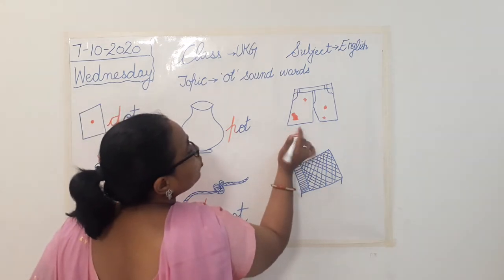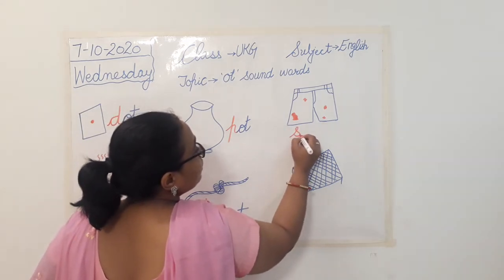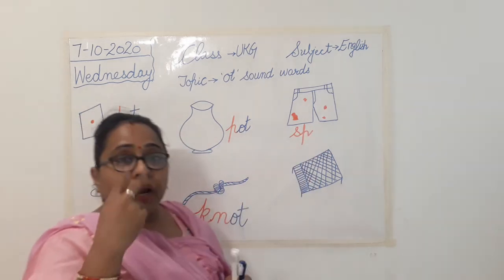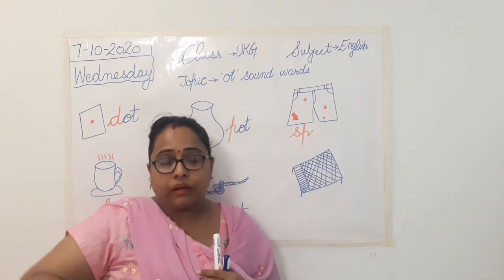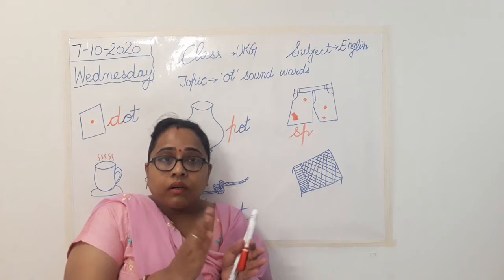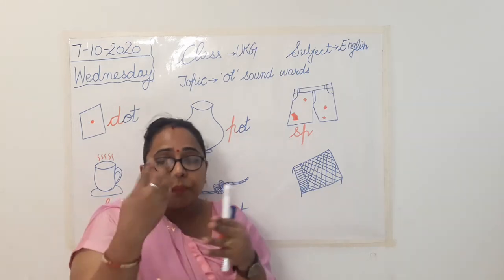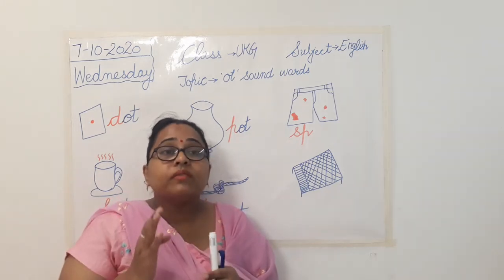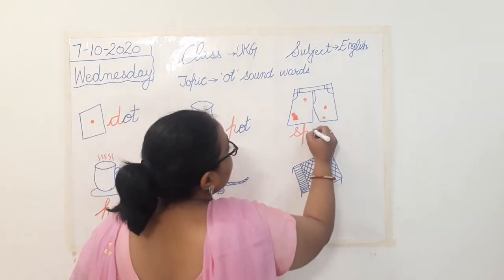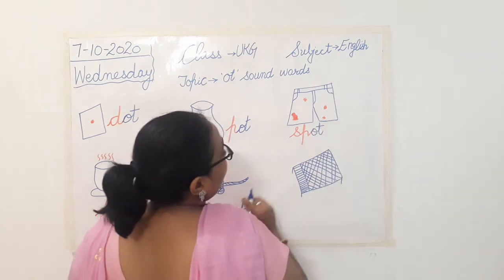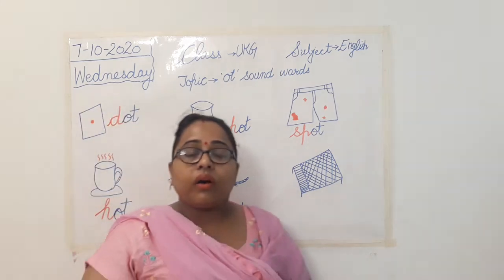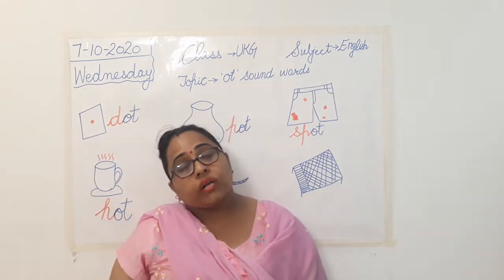Now we are going to blend two sounds to get spur. S and pur. So when S and pur are spelled together, jab hum unko saath mein spell karte hain, bolte hain, so what the sound comes? Spur. Mixing together and spelling it out, the word will come spur. Again we are going to write ot. So what we got? Spur-ot, spot. The word that we got here is spot.